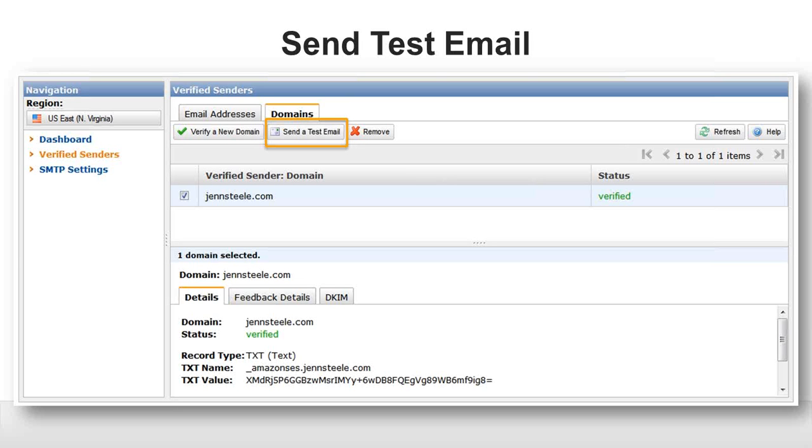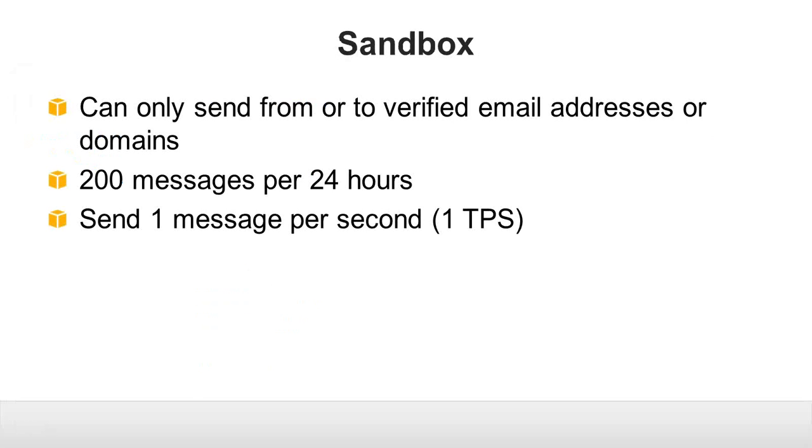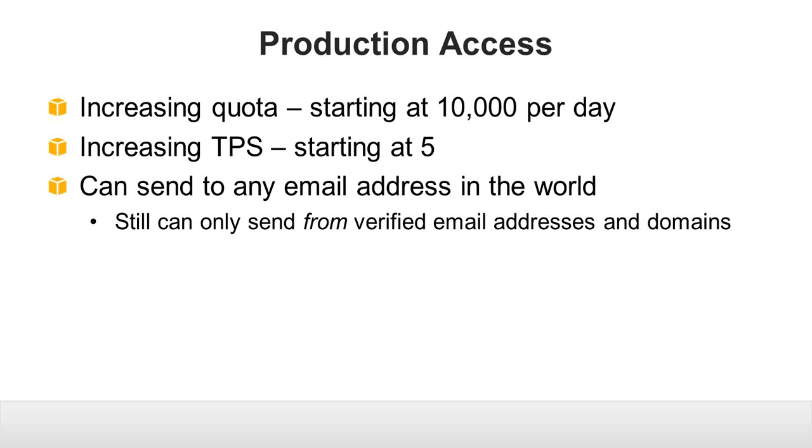As I said before, right now we're in the sandbox. Let's talk about what that means for sending your test email. When you're in the sandbox, you can only send from or to verified email addresses. Basically, you can only email yourself. You have other limitations as well. You have a tiny quota. You can only send 200 messages per day, and you can only send 1 message per second. We have the sandbox here so that you can run a proof of concept. It's a testing environment. The production environment looks very different.